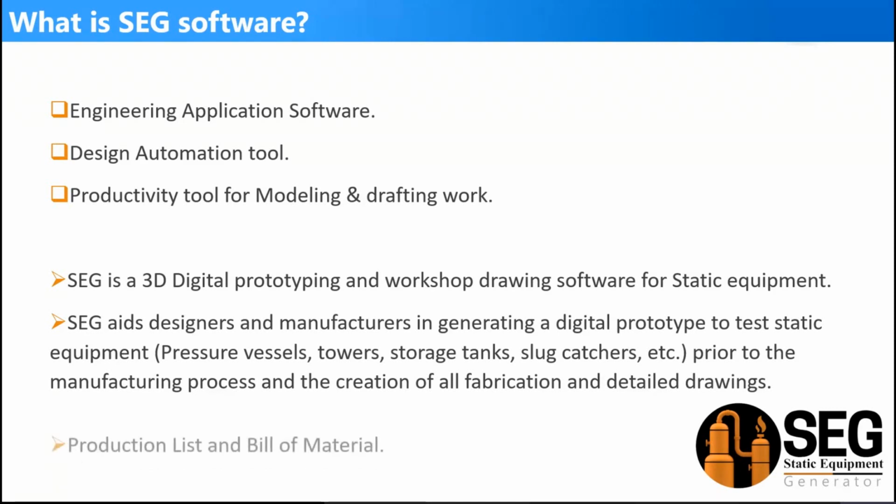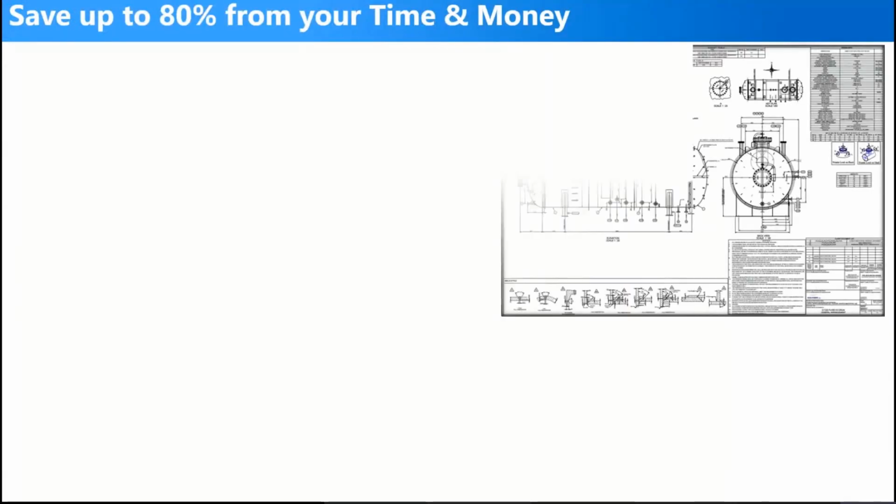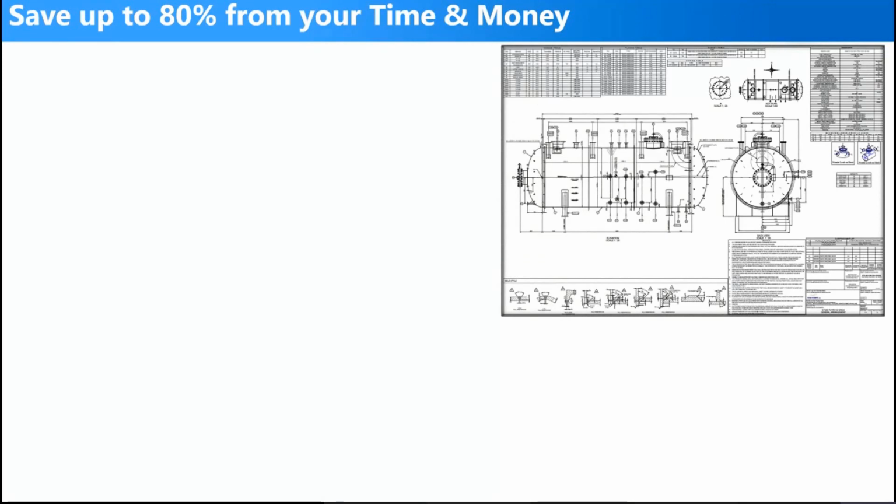You can create your bill of material automatically by using SEG software. Actually, you will need Autodesk Inventor as a platform to be able to run SEG. By using SEG software, you can save up to 80% of your time and money.